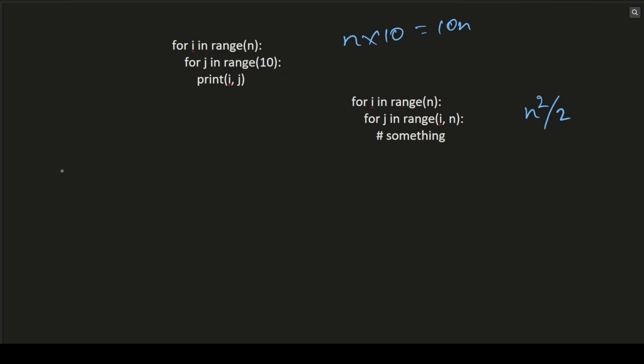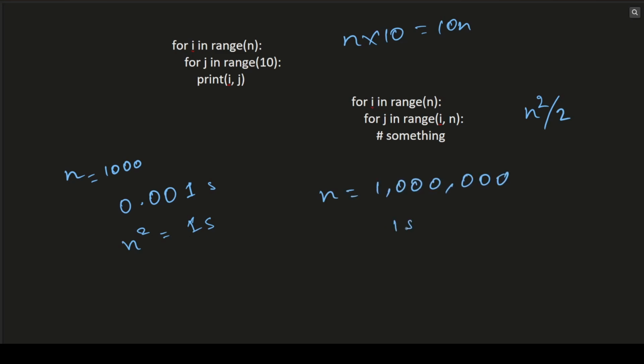But quadratic algorithms can be too slow for large inputs. Let's imagine your computer can do 1 million operations per second. For n equals 1000, the linear time complexity would take 0.001 seconds, and the quadratic time complexity would take 1 second. And for n equals 1 million, the linear time complexity would take 1 second, and the quadratic time complexity would take 1 million seconds, which is around 11.5 days.